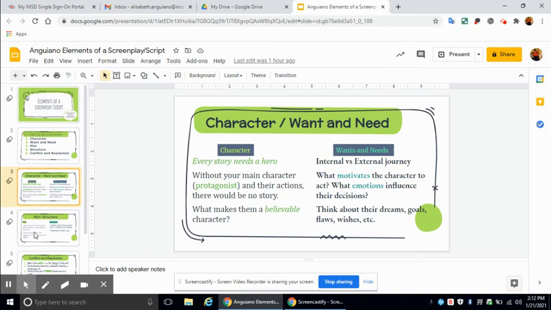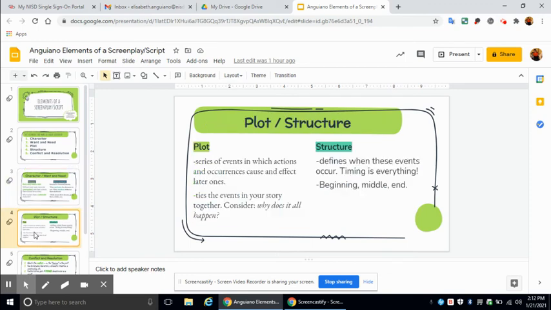Let's move on to the next, and this will be plot and structure. Okay, so plot and structure are pivotal again. Again, I want you to think of this like building blocks. All of these connect to one another to make a great script or screenplay. Okay, so the plot is the storyline. And it's a series of events in which actions and occurrences cause and affect later ones. The plot ties the events in your story together. Okay, and it's directing the audience toward the question, why does it all happen?